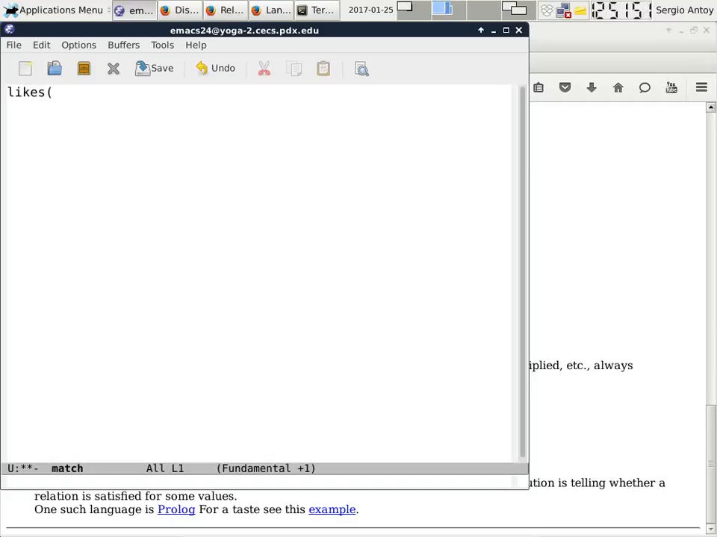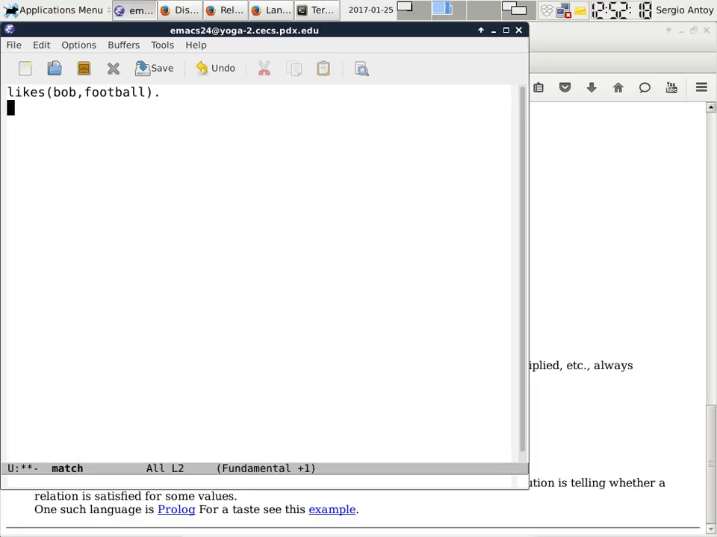Likes, and here I will put Bob. And what does Bob like? Football. And this is how you put a pair in the relation in my program. Likes is the name of the relation, and then I have a set of people, a set of activities, and I pick a pair. So far so good?